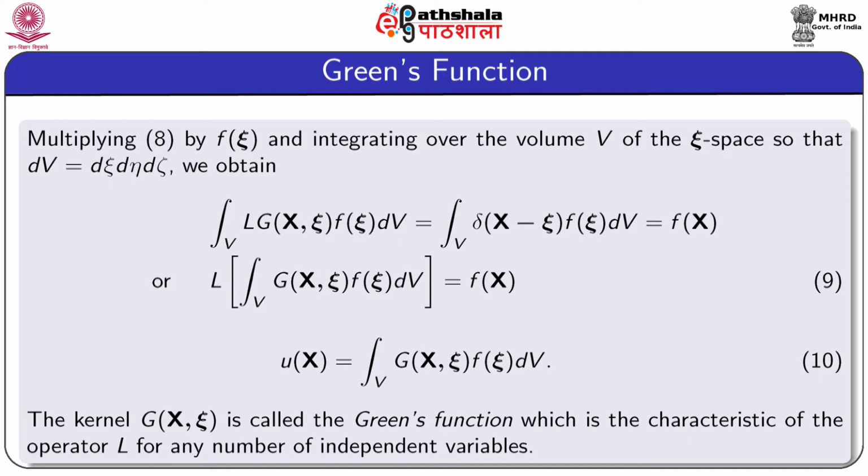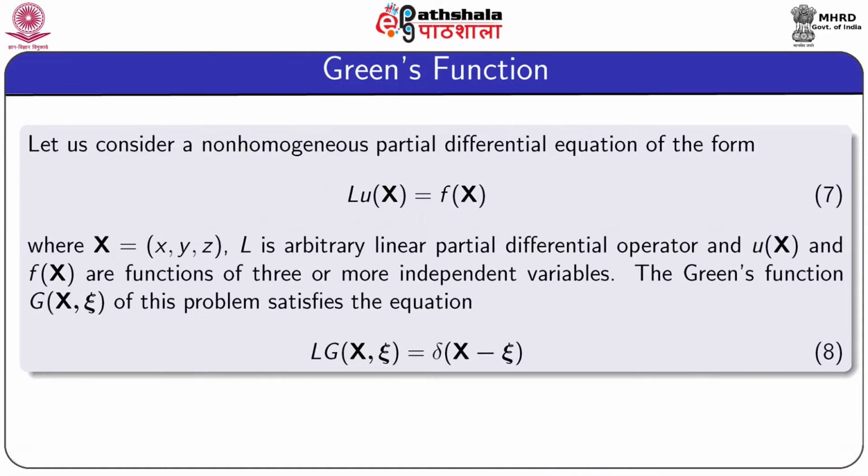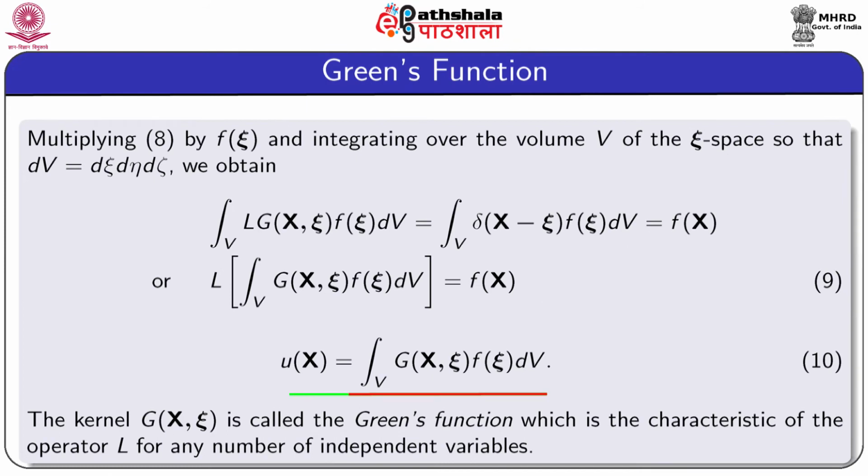Now, the quantity within the square bracket can be assumed as our u(X), or our required solution. Therefore, the solution of the given equation, which is written in equation number 7, can be written as u(X) equals the integration over V of g(X, xi) times f(xi) dV, where g is the Green's function and it plays the role of a kernel in this integration.